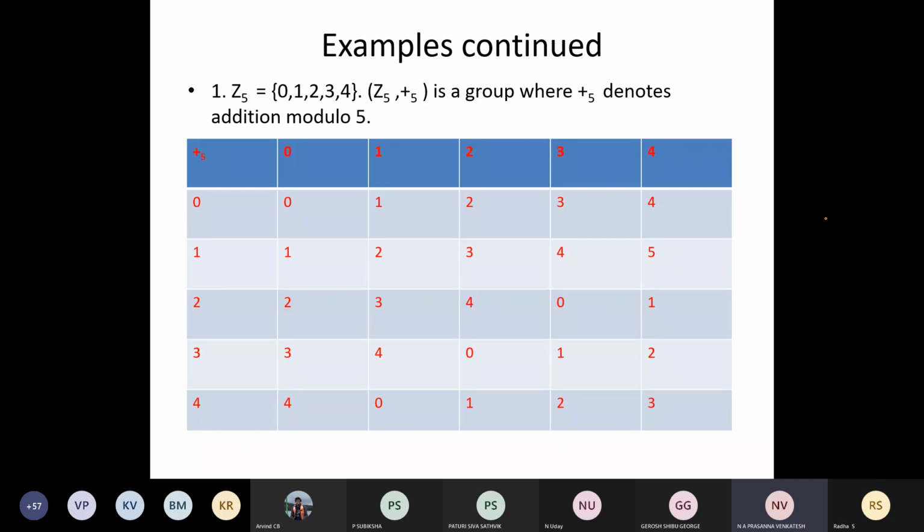Z under addition, how many elements are there? In integers, how many elements are there? Infinite. So it is an infinite group. R under addition, how many elements are there? Infinite. And Q star under multiplication, infinite. R star under multiplication, infinite. So all these are infinite groups. So far we have never seen a finite group.